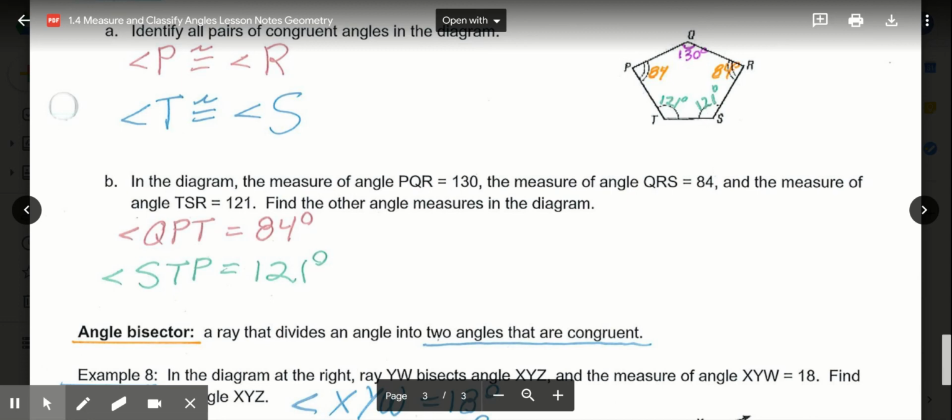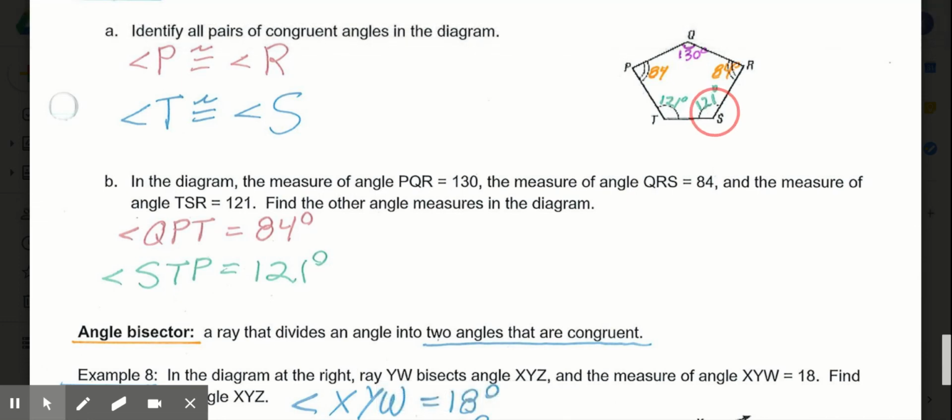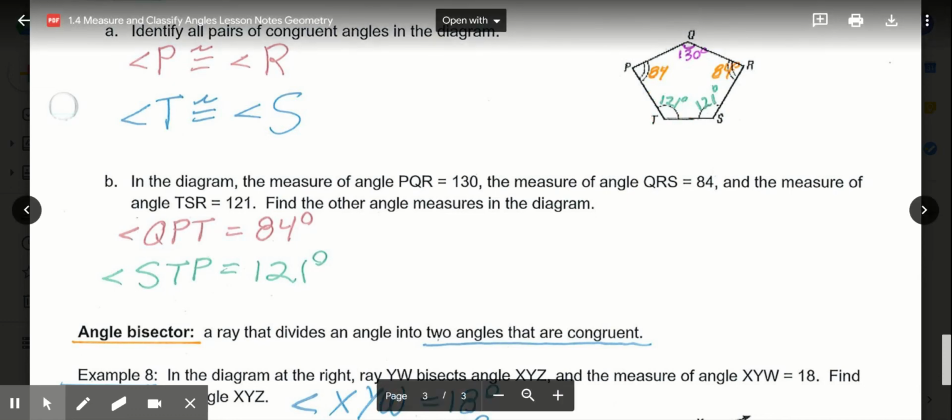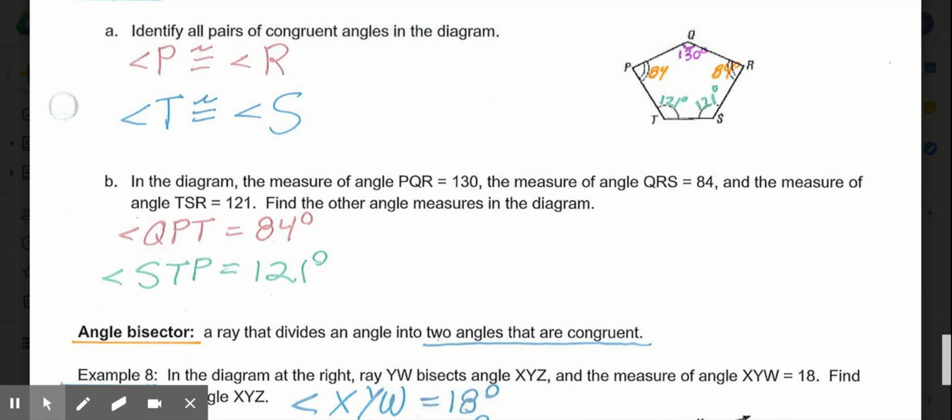And the measure of TSR, so T to S to R, meaning angle S down here, is 121. So also down here is 121. So find the measure of the other angles in the diagram. Angle QPT, so this angle here is 84. And then STP, giving us angle T down here is 121.